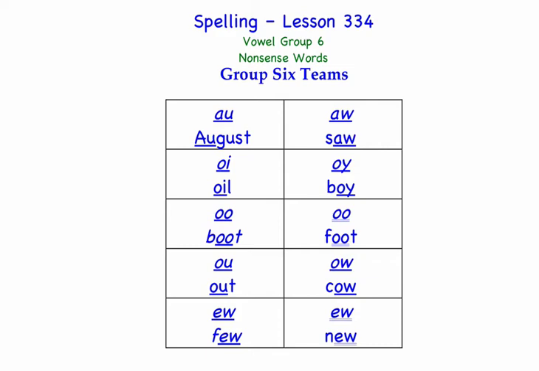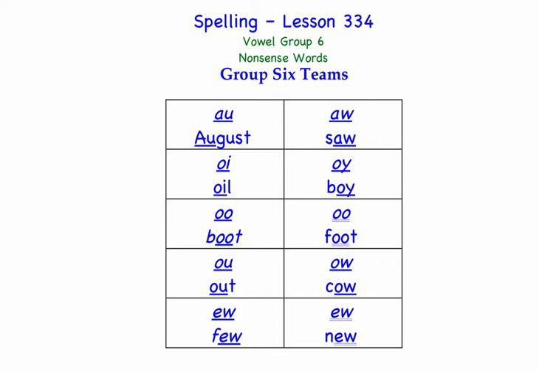Finally, EW has two sounds. The primary sound for EW is the sound U, as in few. When that happens, underline EW one time. The second sound for EW is oo, as in new. When EW represents its second sound, double underline EW.